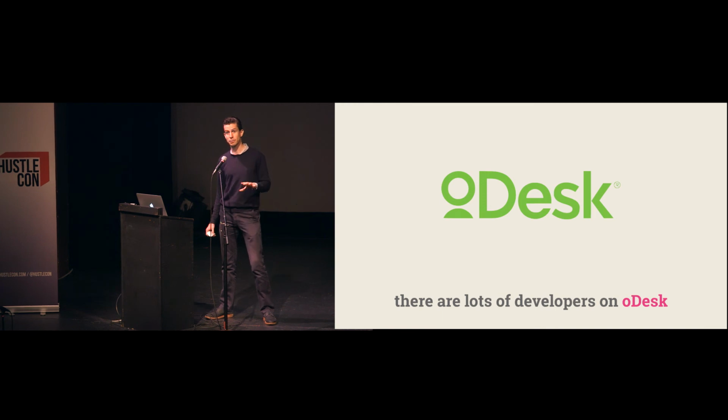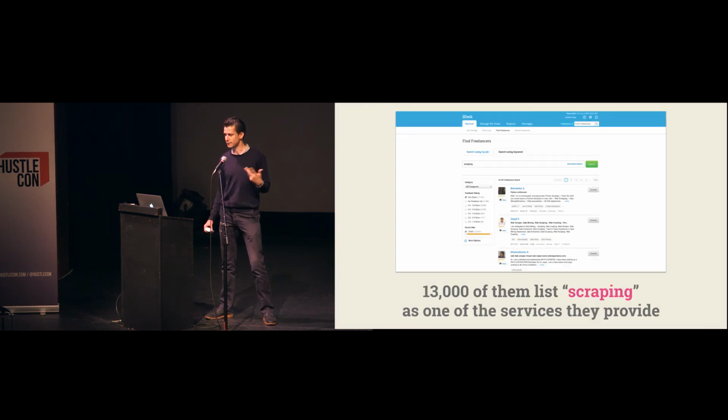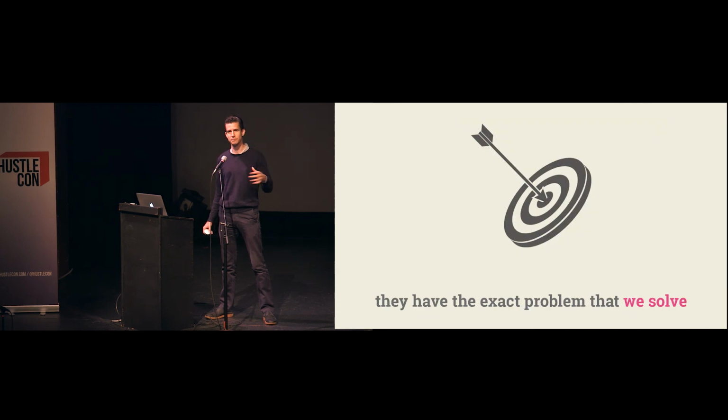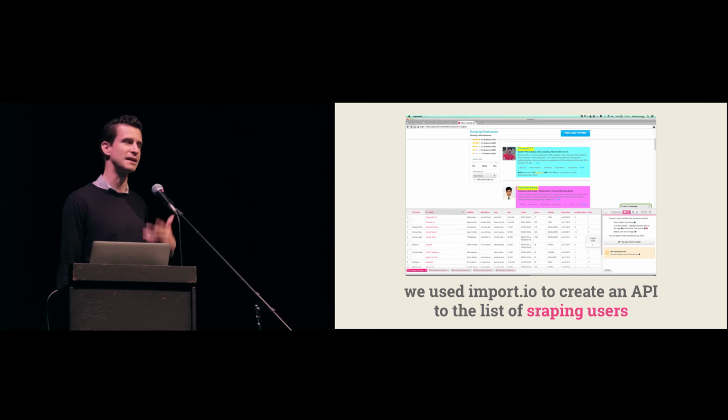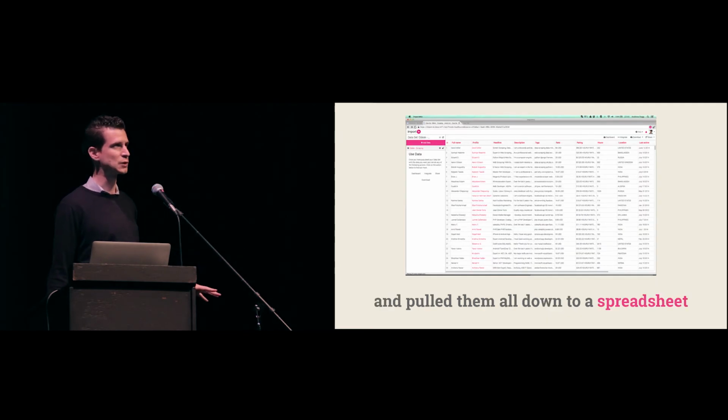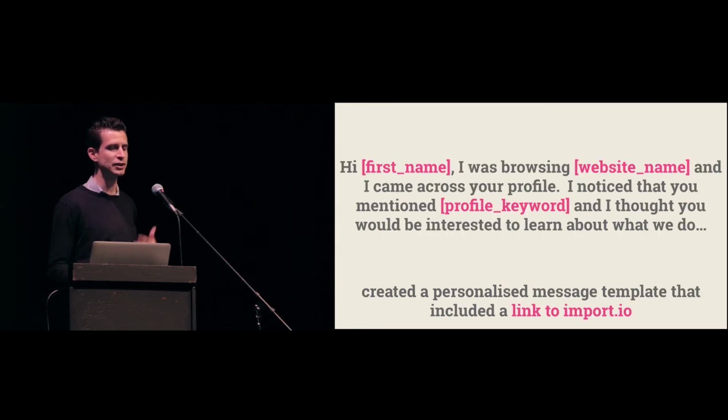There are lots of developers on Odesk. And if you search Odesk, you find that 13,000 of them list scraping as one of the services that they provide. They have the exact problem that we solve. So we used ImportIO to create an API to the list of scraping users. We then pulled them all down to a spreadsheet. We created a personalized message template that included a link to ImportIO.